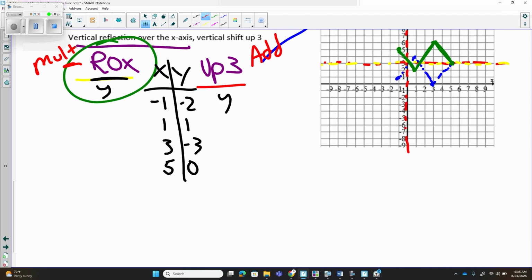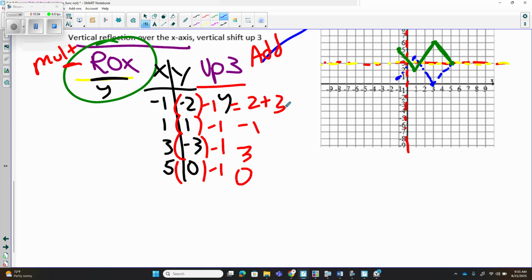We have to follow what again? PEMDAS, which is the order of operations, so we must multiply first. So you would take each of these and multiply them by a negative 1 first. That will give you a positive 2, a negative 1, a positive 3, and a 0. Then you will add the 3 to each of these after you do that. Okay? Switch the signs by multiplying by negative 1. That's what these are right here. Then I'm going to add 3.